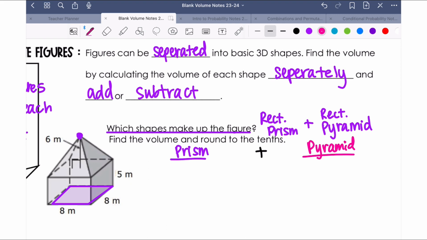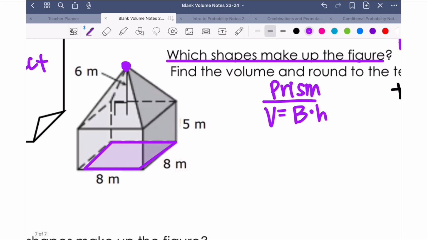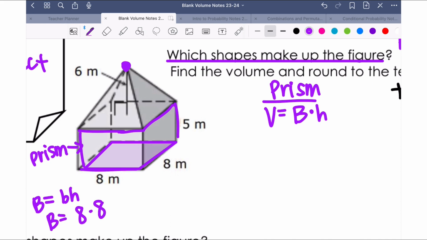Let's do prism first. The volume of a prism is the area of the base times the height. Okay. And if you're still confused, this is the prism down here. Right here, the box on the bottom. This one. Okay. So to find the area of the base, I need base times height. So what is the measurements? 8 and 8. So 8 times 8 is 64. Okay. Let's plug it in.